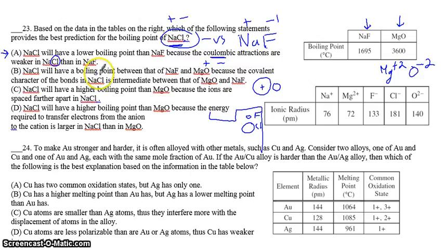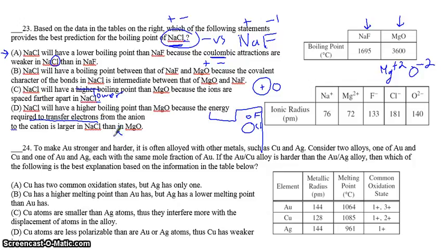B says NaCl will have a boiling point between that of NaF. That's not true because the covalent character of bonds is intermediate. That's actually not true. C says NaCl will have a higher boiling point because the ions are spaced farther apart in NaCl. It would have a lower boiling point because they're spaced farther apart. So that is actually where the mistake lies. And then this one here talks about energy required to transfer electrons. That's the reaction itself. This is before they become ions, so that one's out as well.